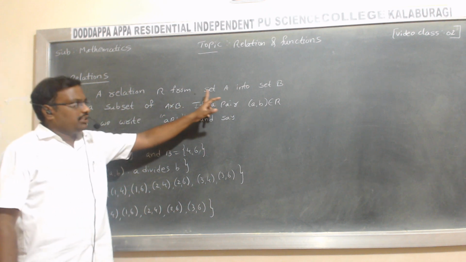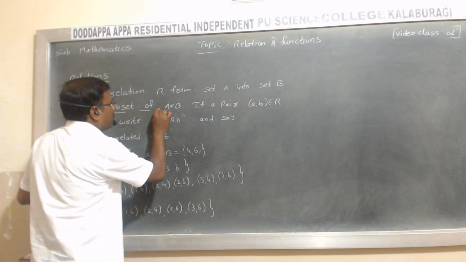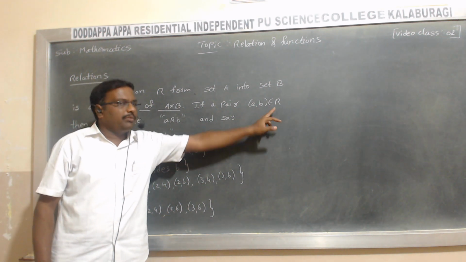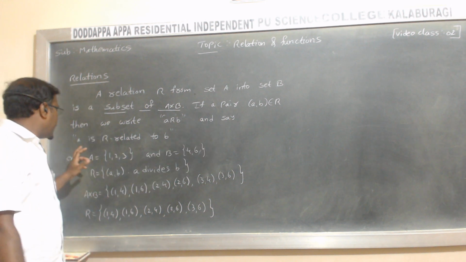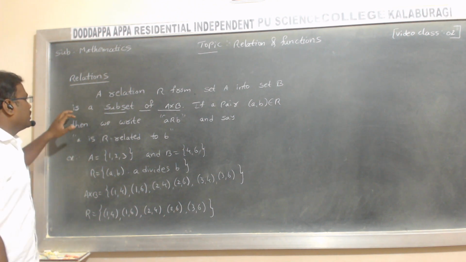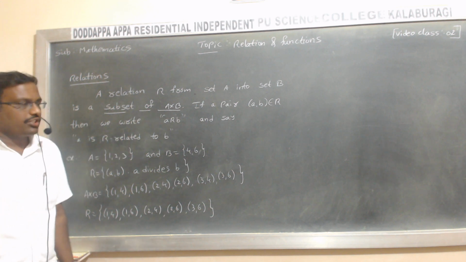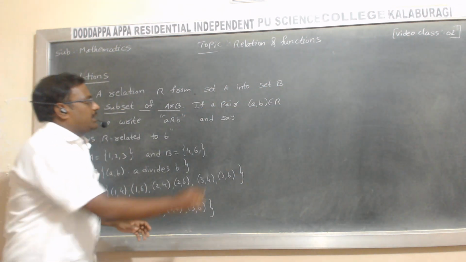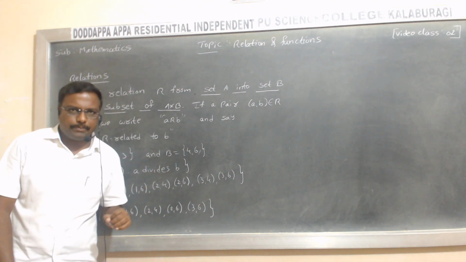A relation R from set A into set B is a subset of A cross B. This is very important. If (a, b) belongs to R, then we write a related to b and say a is R related to b. Okay, very simple. Relation means it is a subset of the Cartesian product. A relation R from set A into set B is a subset of A cross B.